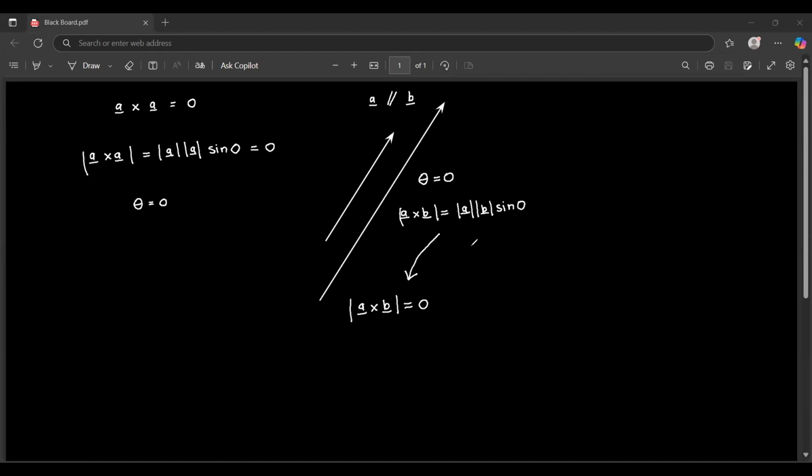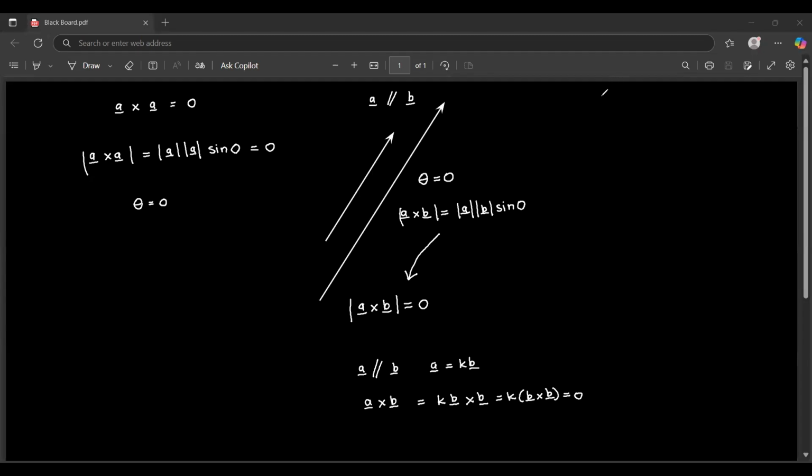This can also be proved using the normal vector product properties. We know if A is parallel to B, this can be given as A equals KB, or lambda B. So A cross B can be given as KB cross B, and we know this can be given as K into B cross B. That is equal to 0. So this is another observation that we can make.